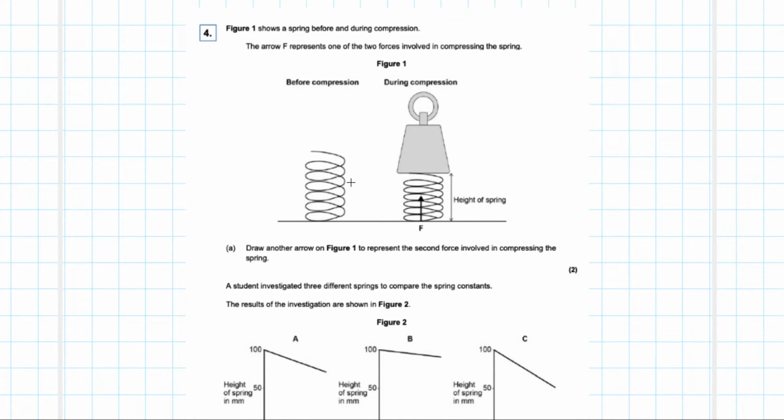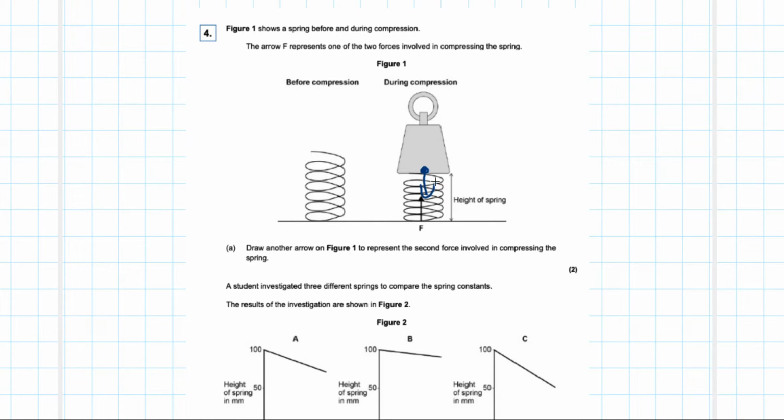Question 4, figure 1 shows a spring before and during compression. The force F represents one of the two forces involved in compressing the spring. Draw another force on figure 1 to represent the force involved in compressing the spring. So if there is a force compressing the spring, the force is because of the weight, and we are going to draw a downwards force here. That is the force that's due to compression.